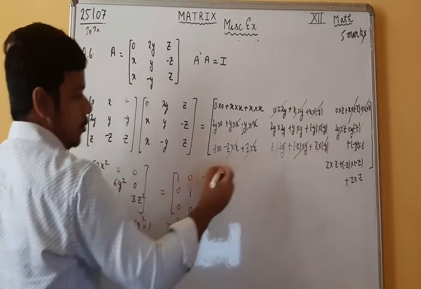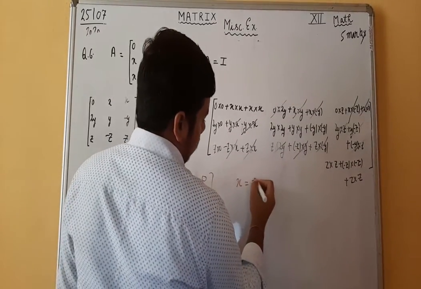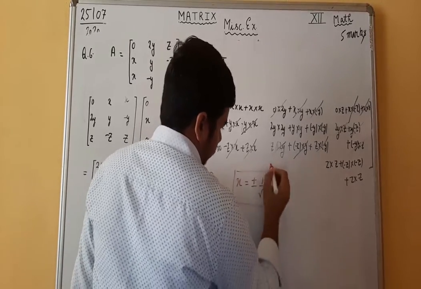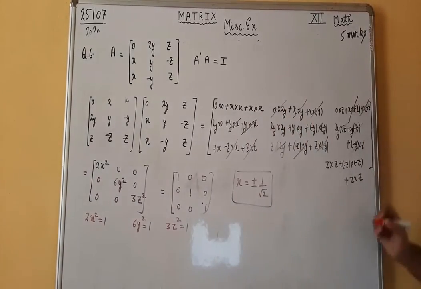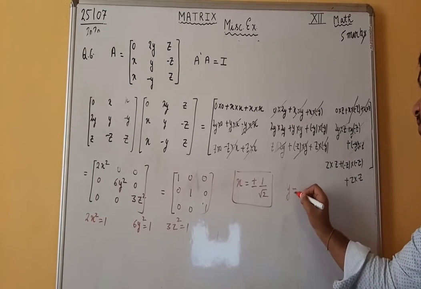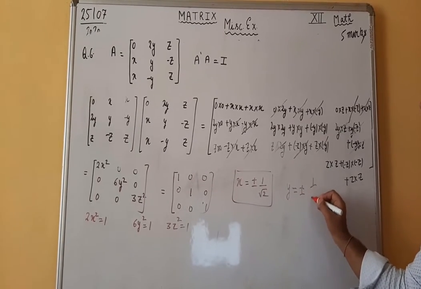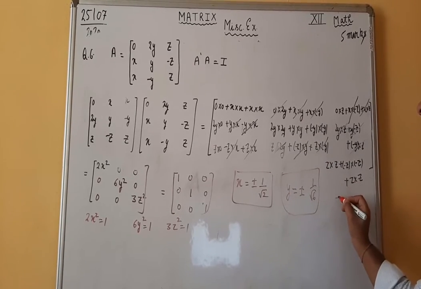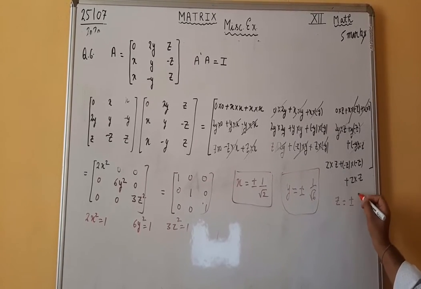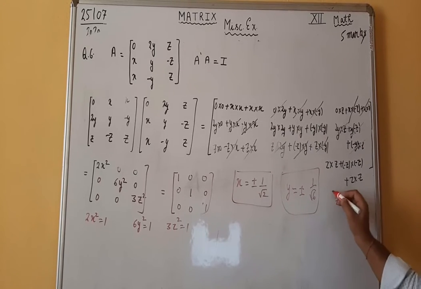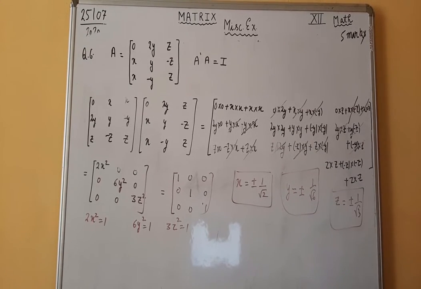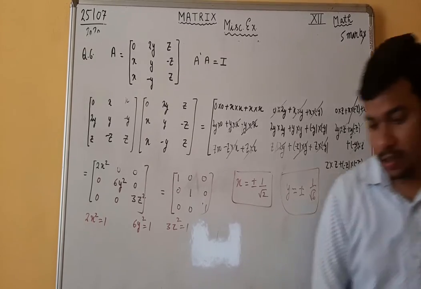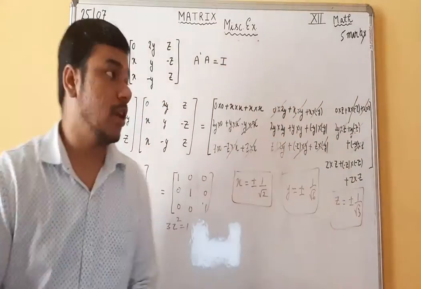Right? So the value of x is what? Value of x is plus minus 1 upon root 2. Value of y is plus minus 1 upon root 6. Value of z is plus minus 1 upon root 3. These are the required values which we have to calculate. In this way, your question number 6 is solved.